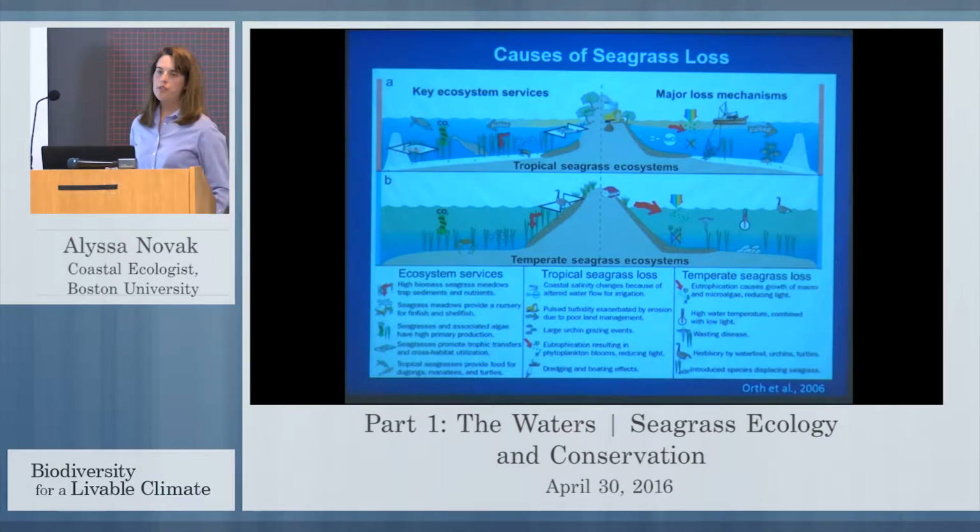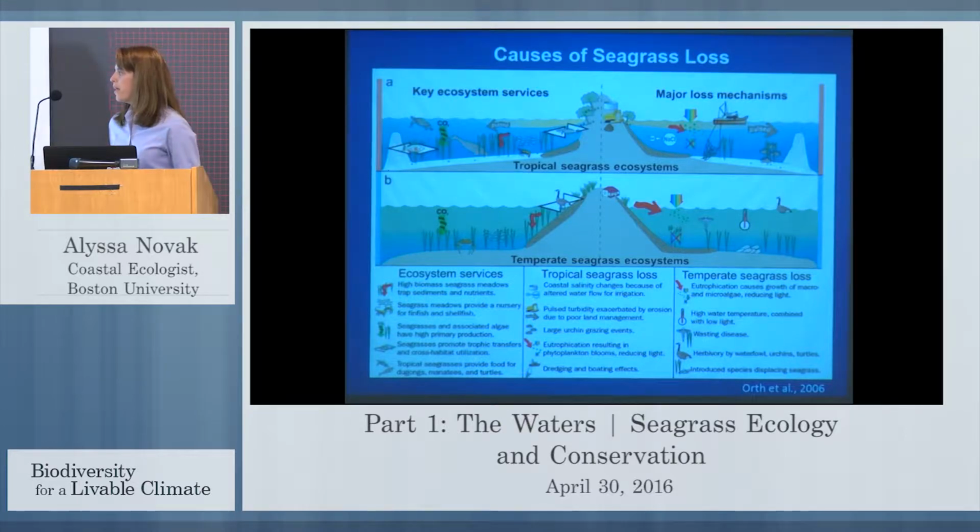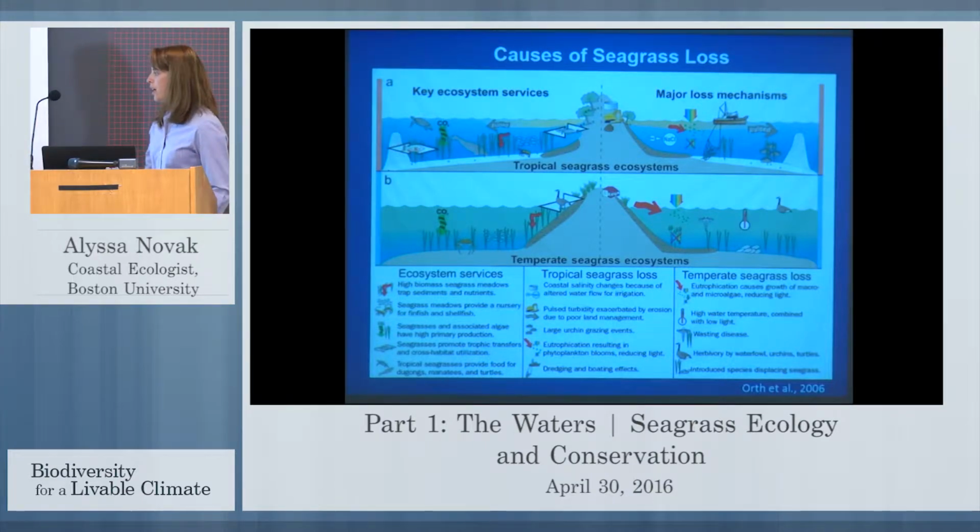They also have issues with dredging and boating activity in tropical regions, and what happens here is when you have boats going through seagrass beds, they can create prop scars. They can also uproot plants with their anchors. And mooring fields can shade plants, and so the seagrasses don't get the light that they need, and so they die off. In temperate regions, we have a lot of similar threats.